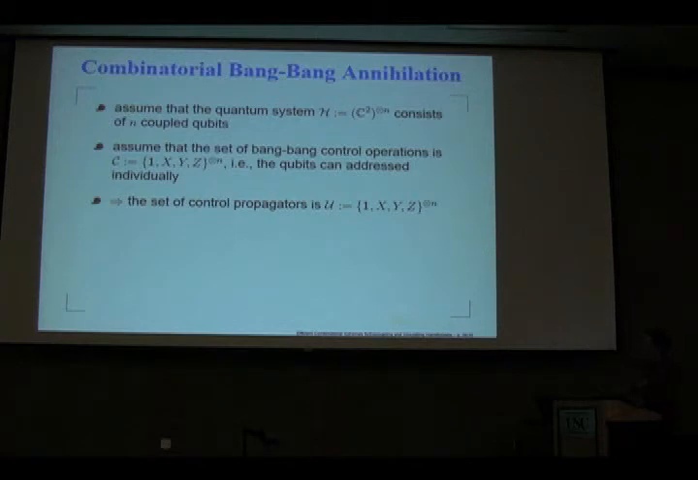So far I have not resolved the structure of the system in any way. This was very general. But now let's look at the case where the quantum system consists of n coupled qubits, and we're going to be looking at bang-bang controls again. Assume that the set of bang-bang control operations is the Pauli matrices, or n-fold tensor products of Pauli matrices. What we assume is that the qubits can be addressed individually, and that at any time we can apply any of these Pauli matrices on the qubits. Then the set of control propagators is also the set of n-fold tensor products of Pauli operators.